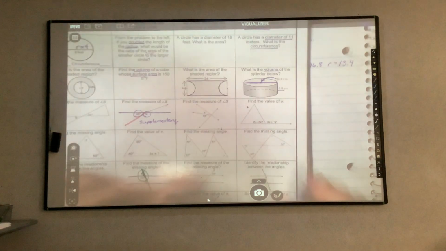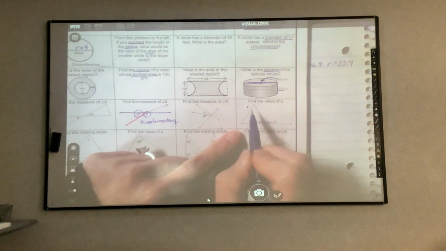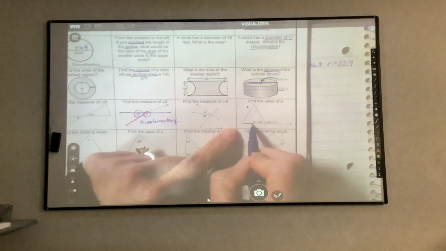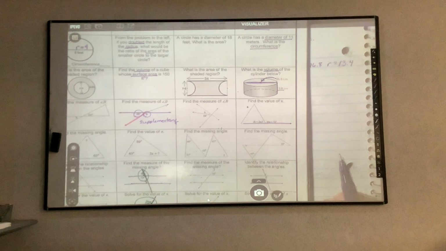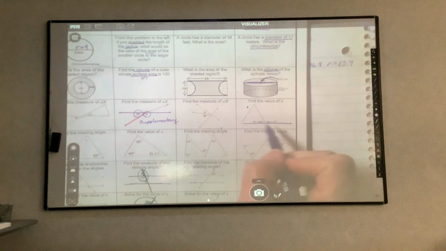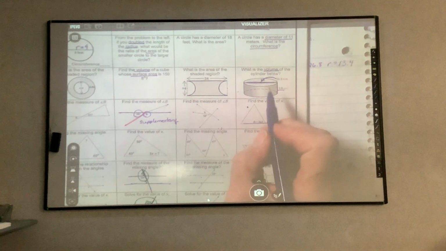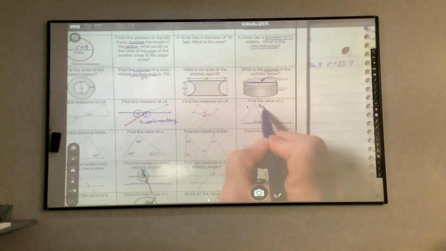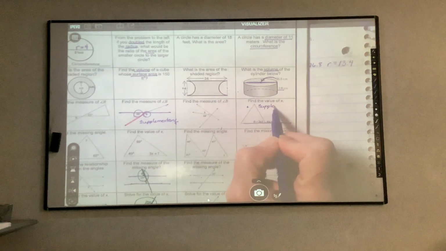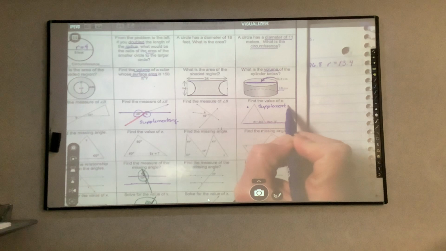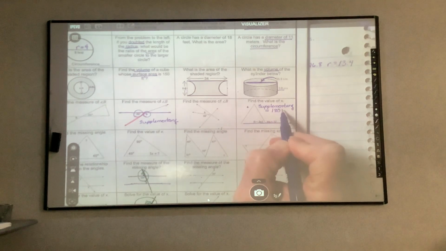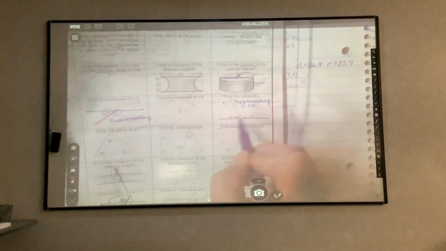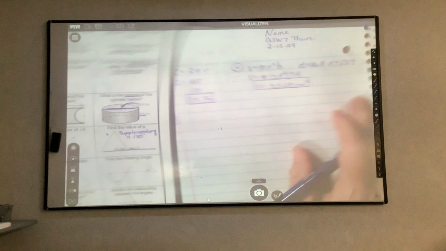Number 5. If I look at this figure, these 2 angles are a straight line. What is a straight line? When 2 of them add to a straight line, it is called what? Supplementary. Write it in the box. And you're going to write supplementary equals 180. So I have to add these 2 together and have it equal to 180.